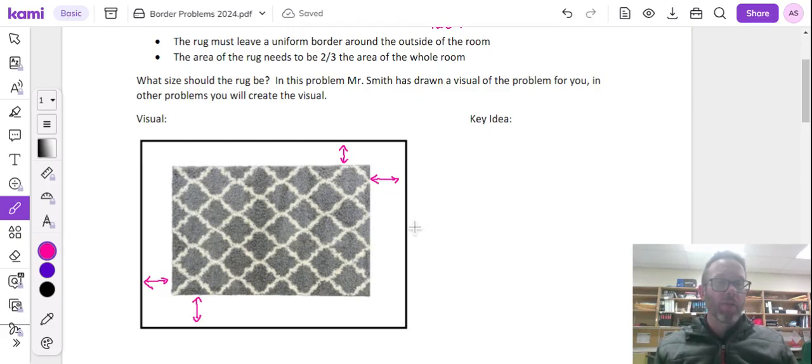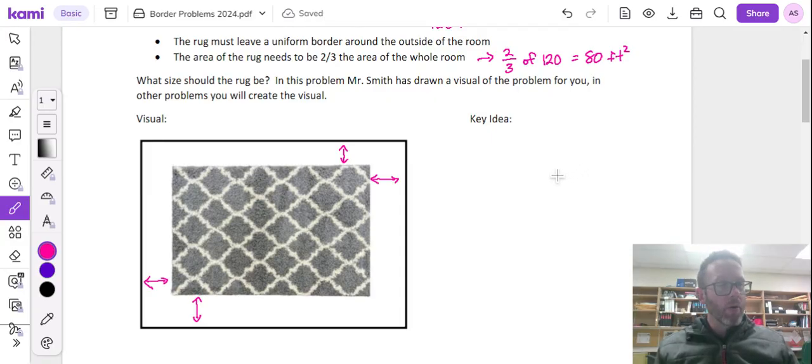Second thing, because there are a lot of rugs that will do that, some will leave a big border, some will leave a small border, the area of the rug, for whatever reason, should be about 2/3 the area of the whole room. So just really quickly, 2/3 of 120, the area of the living room. 1/3 of 120 is 40, so 2/3 would be 80. The area of the rug itself must be 80 square feet.